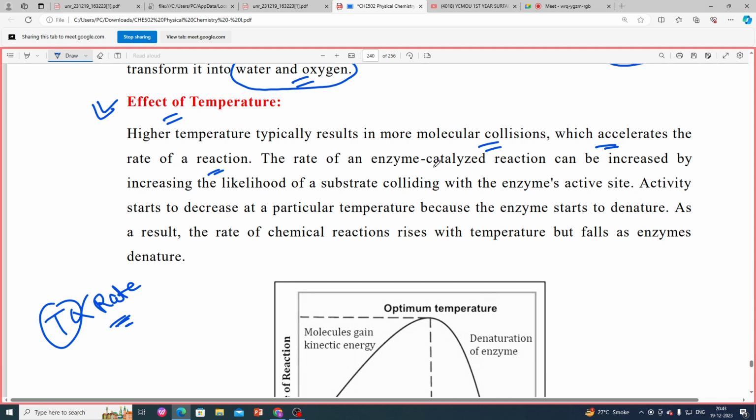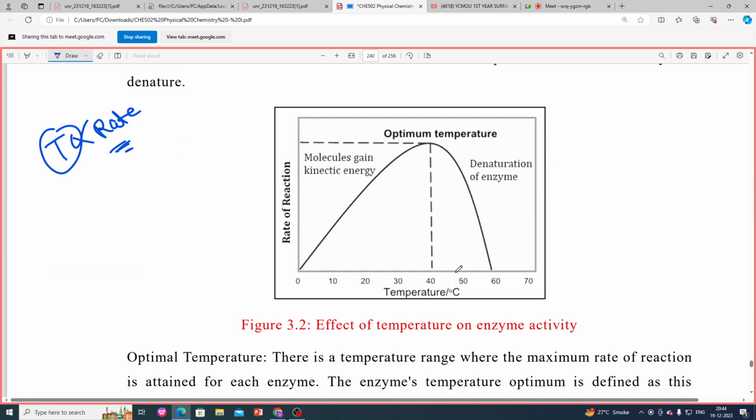Here we can say the rate of enzyme catalyzed reaction can be increased by increasing the likelihood of a substrate colliding with the enzyme. Activity starts to decrease at a particular temperature because enzymes start to denature. If the temperature range is between 40 to 50 degrees Celsius, then we can say that enzymes react more strongly.